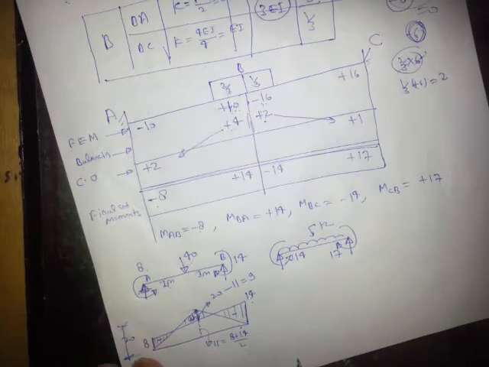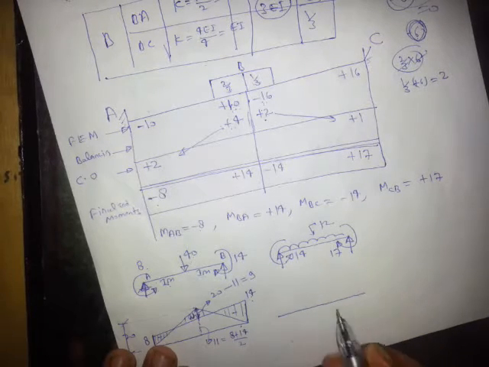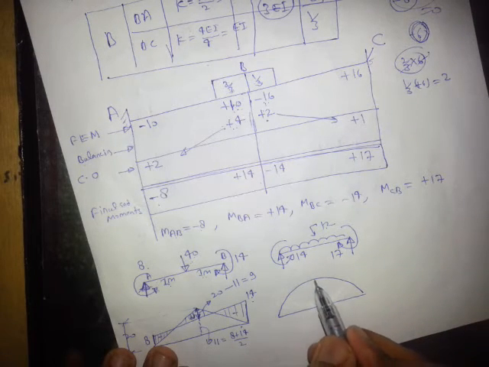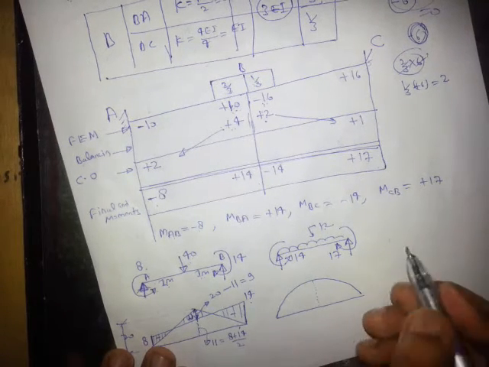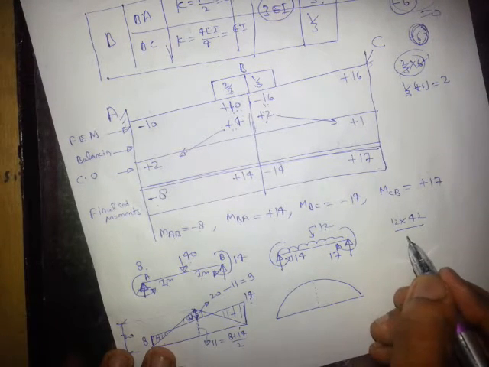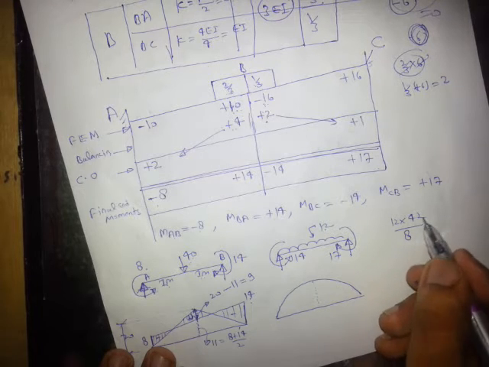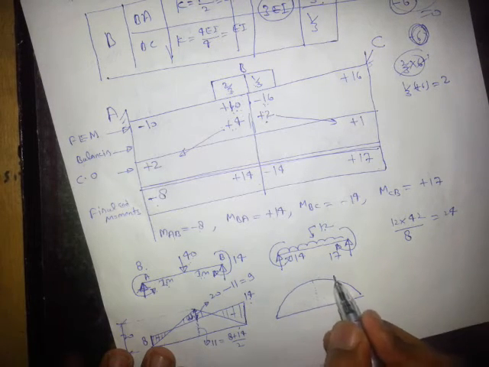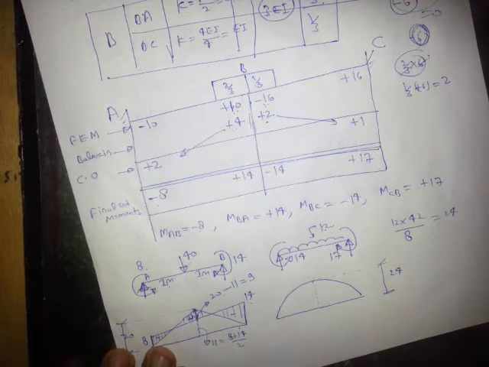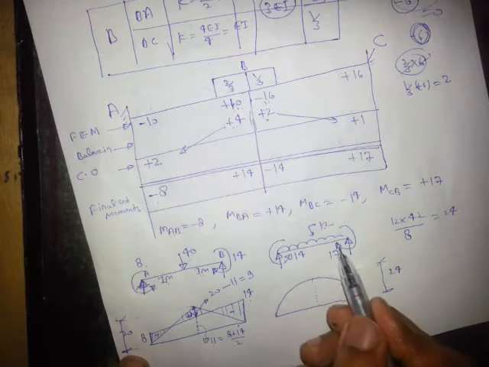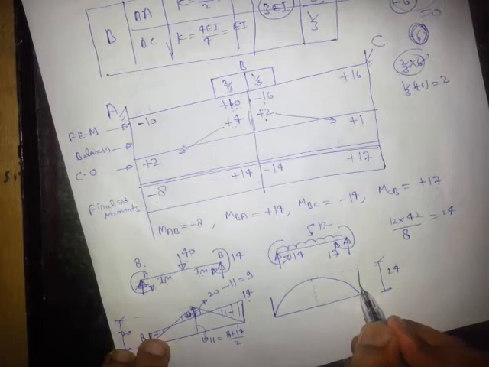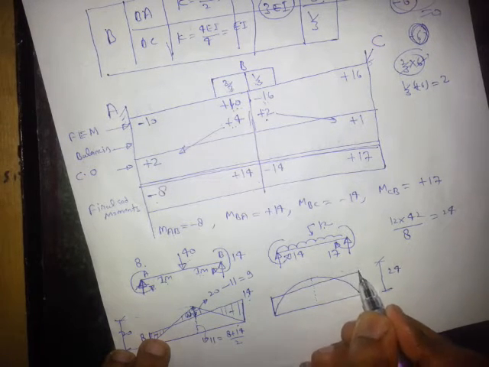Now similarly for this span we can plot. See, WL square by 12, WL square by 8. So WL square by 8 means 4 square divided by 8, 8 means 24. So this height is 24. This height is 24 plus, right? And these two arrows hit down means negative, and negative will be plotted up. This is 14, this is 17, like this.